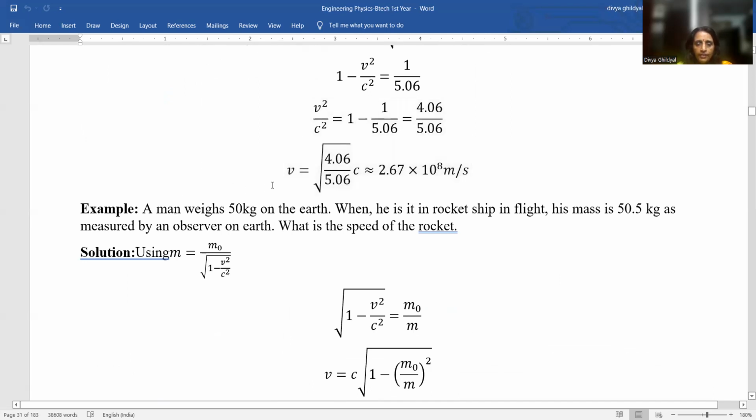A man weighs 50 kg on the earth. When he is in a rocket ship in flight, his mass is 50.5 kg as measured by an observer on earth.